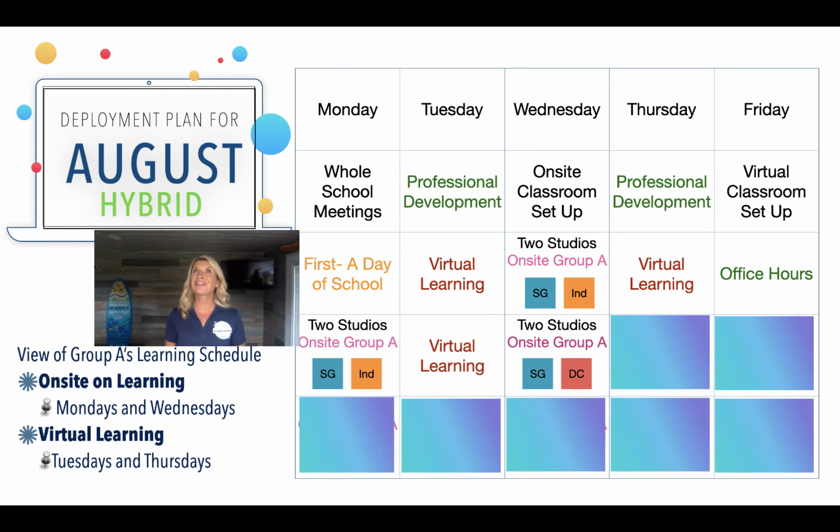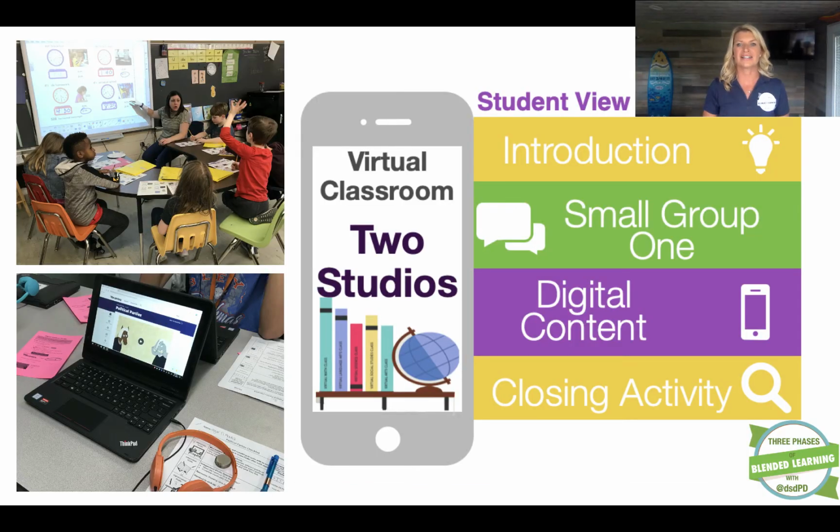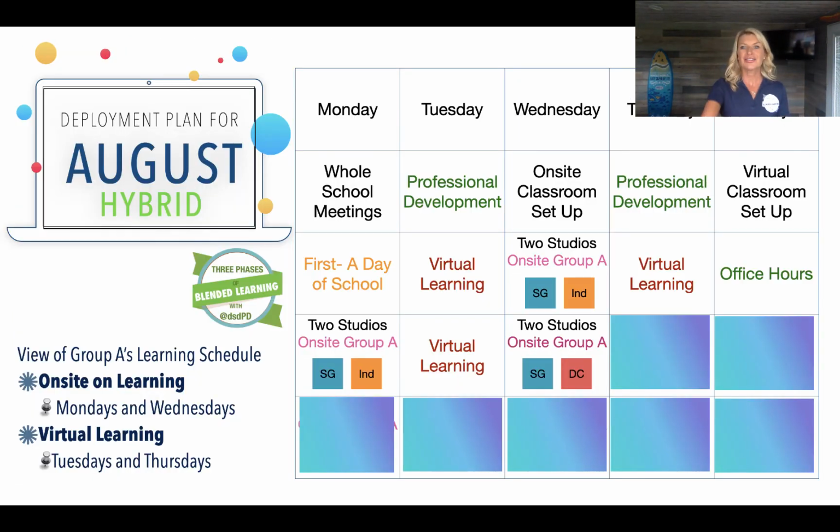So on Wednesday, I'm going to really make sure that those students are doing 2 studios. Again, mini lesson and that digital content. So this is what it would look like. Introduction, small group 1, and then they're going to rotate to digital content. And then they're going to bring them back together again. All right, Thursday, same thing.